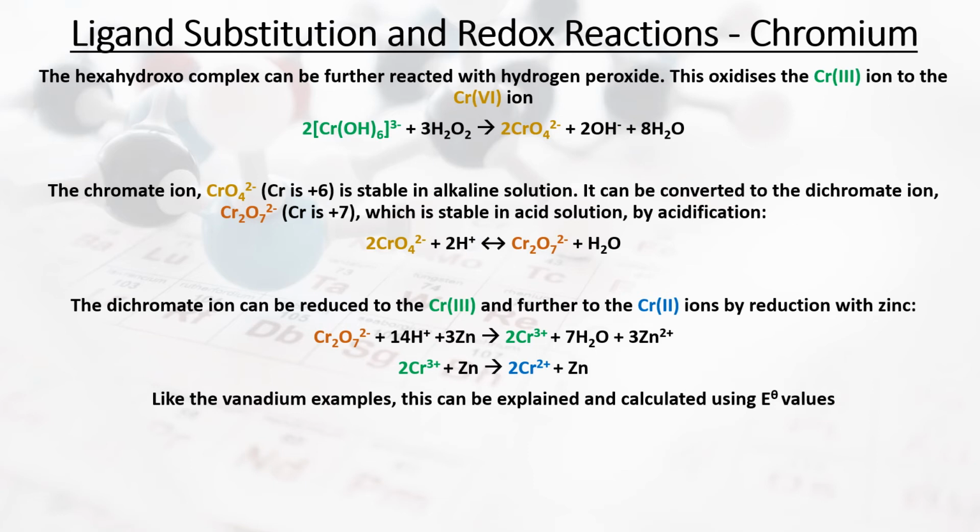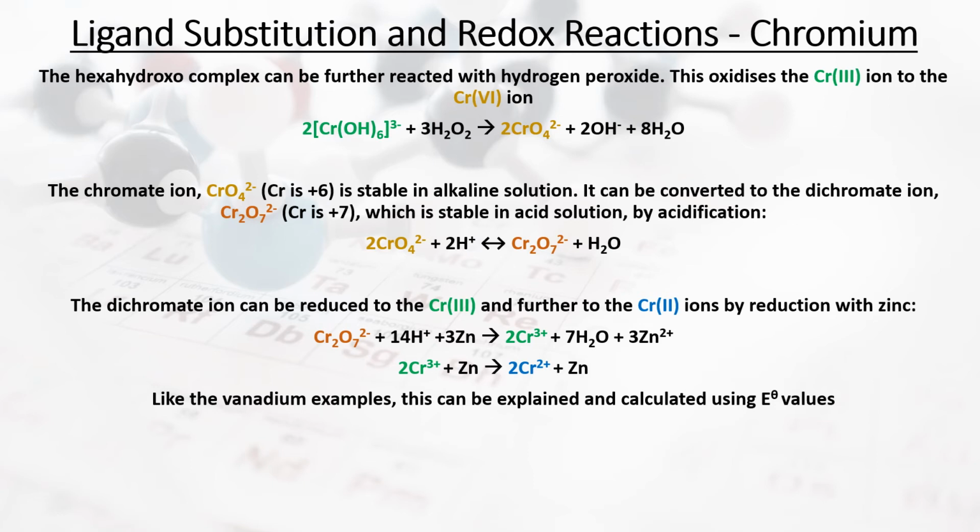Now again, remember these higher oxidation states don't exist as just simple chromium ions, they exist in these more complicated ions with other atoms, and so our chromium 6 actually exists in our chromate ion, the CrO4 2-, and this is a yellow colour. And so we can write our reaction here of our hexahydroxo complex reacting with hydrogen peroxide to produce this chromate ion with chromium in the +6 oxidation state, CrO4 2-, this yellow solution, plus 2 hydroxide anions and 8 waters.